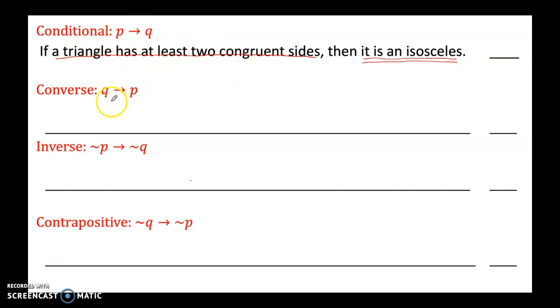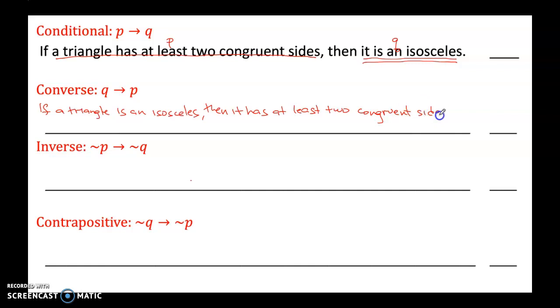Now, let's have the converse: Q then P. So we interchange or switch the P statement and our Q statement. So we have: if a triangle is an isosceles, then it has at least two congruent sides. Okay, so that is our converse.